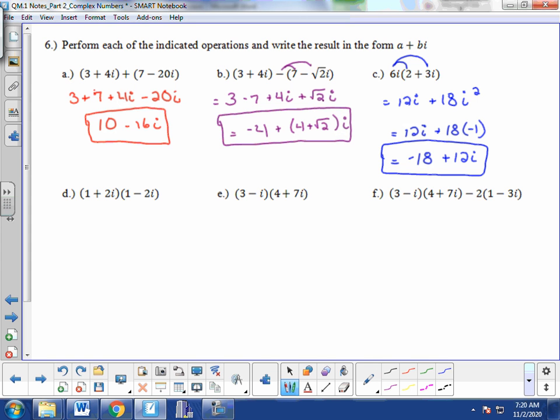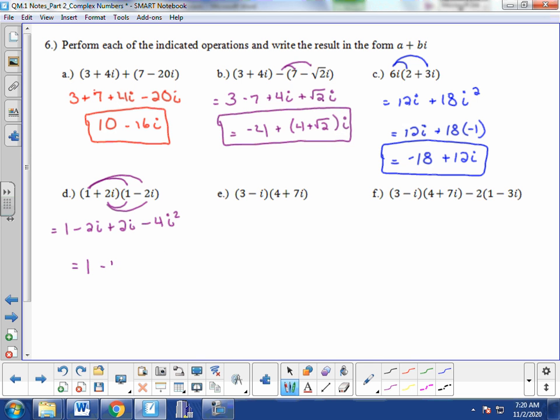Let's take a look at another multiplication problem here, 6D, where we can distribute again. So I can take 1 times 1 is 1. I can take 1 times negative 2i, that's negative 2i. I can take 2i times 1, that's positive 2i. And then I can take 2i times negative 2i, so that would be negative 4i squared. Now as I simplify, my 1 doesn't have anything to combine with, so I'm going to just keep that. My negative 2i plus 2i, those would subtract out and give me 0.